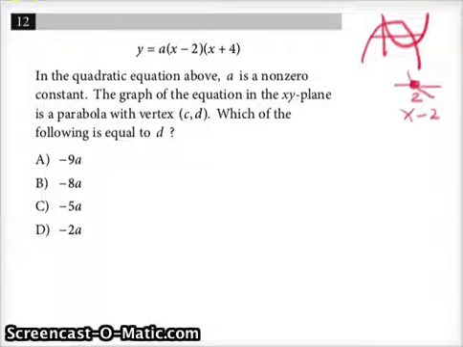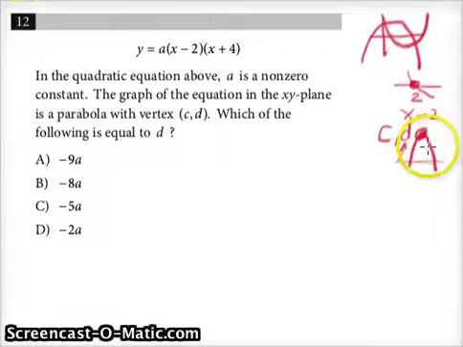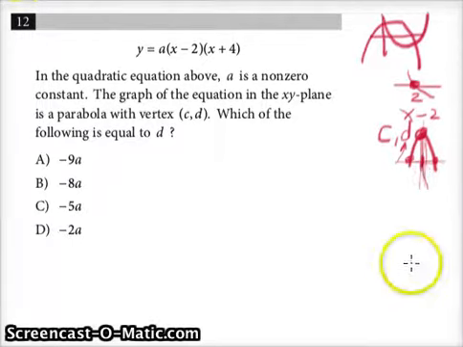In the quadratic equation above, a is a non-zero constant. The graph of the equation in the xy plane is a parabola with vertex at c comma d. Now that's very important. The vertex is at c comma d. All right. Which of the following is equal to d? So it's wanting to know what the y value is at that point. Now, incidentally, whenever these are plotted on the coordinate plane, this is the line of symmetry right here. That root and that root, you take the midpoint of those two roots. That's the x value here. This x value is always in the middle.